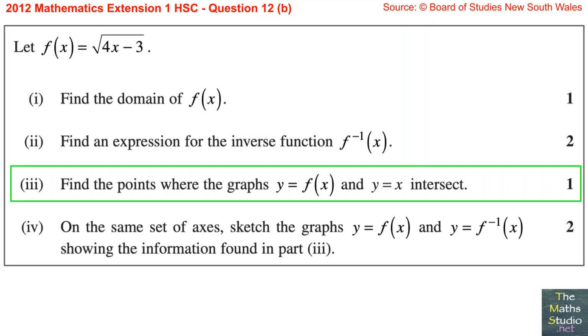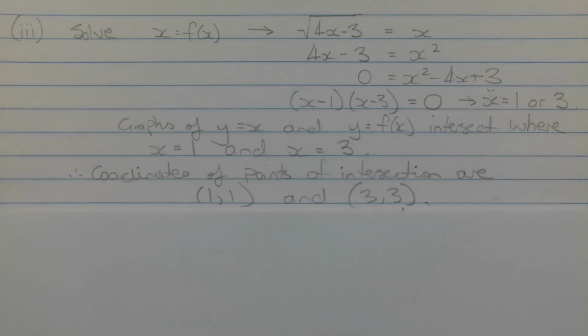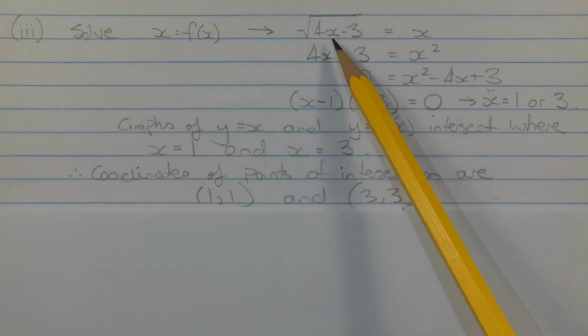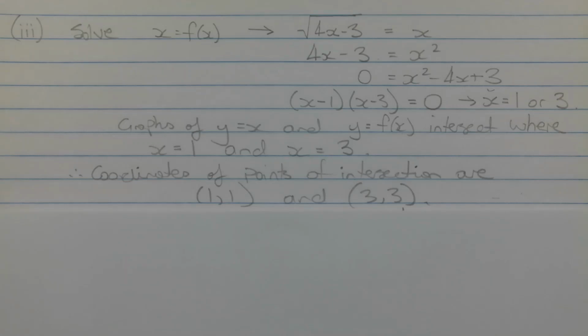Part 3. Find the points where the graphs y equals f of x and y equals x intersect. To find the points of intersection between the graphs of y equals x and y equals f of x, we solve x equals f of x. And in this case, our f of x is the square root of 4x minus 3. So we're solving the equation, the square root of 4x minus 3 equals x.